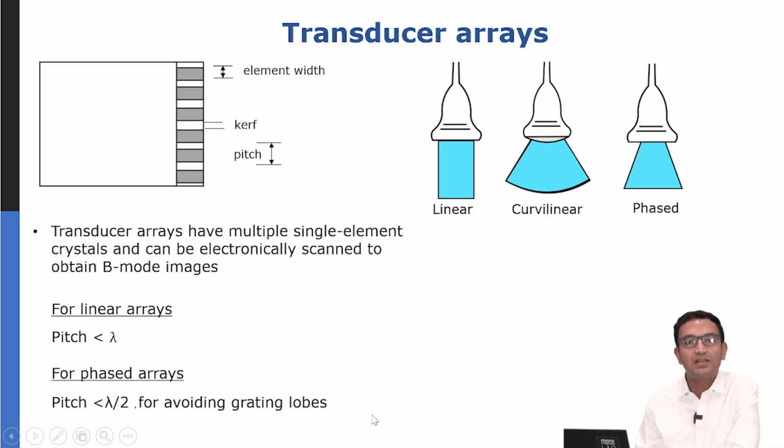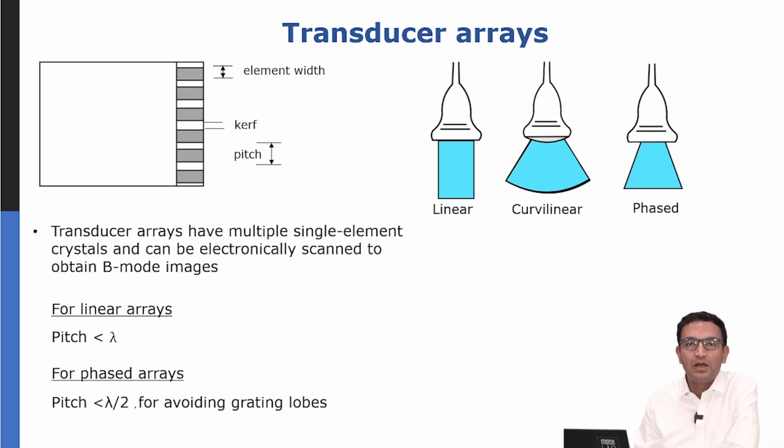These grating lobes are a specialized type of side lobes which can appear in the image and degrade the quality of the images. So to ensure that these grating lobes don't affect your image, you have to follow the lambda criteria for linear arrays and the lambda by 2 criteria for phased arrays. So for phased arrays, we can do what is called beam steering, which means we can move the beam in different directions. Linear arrays are typically used for superficial applications, for imaging organs which are not located at high depth.